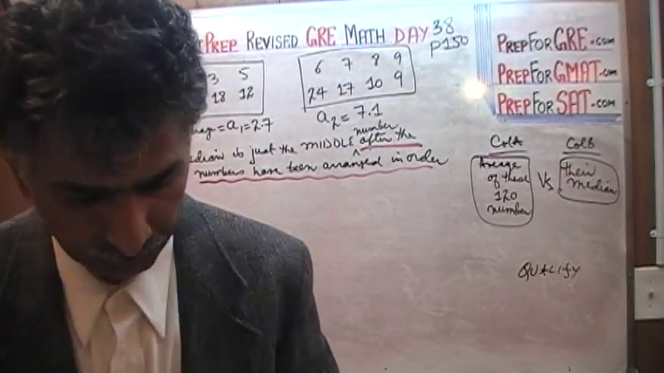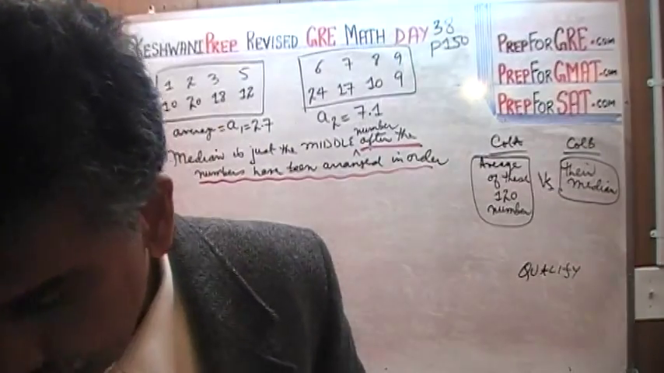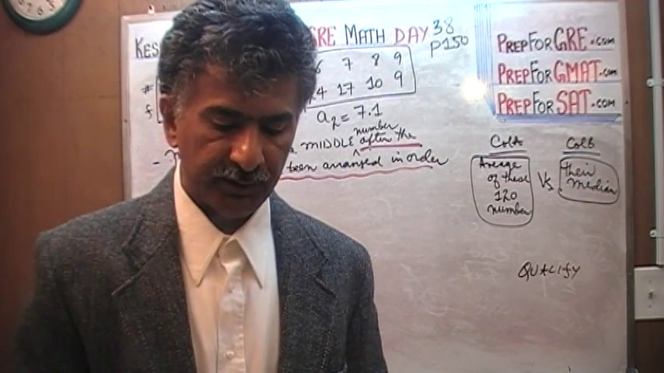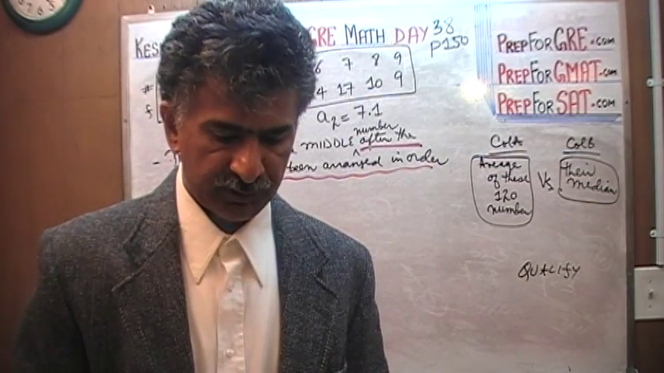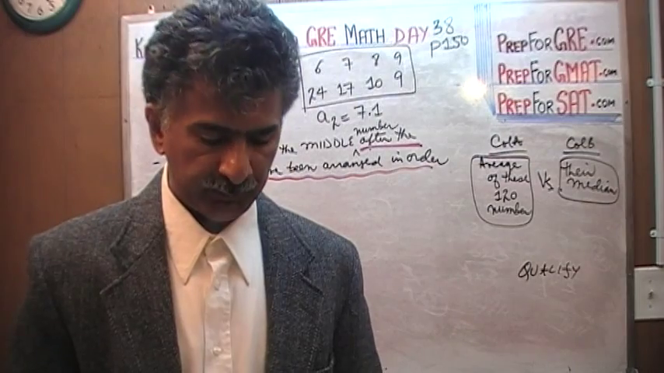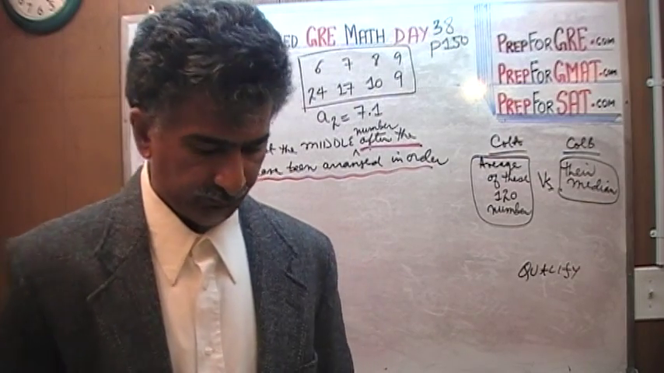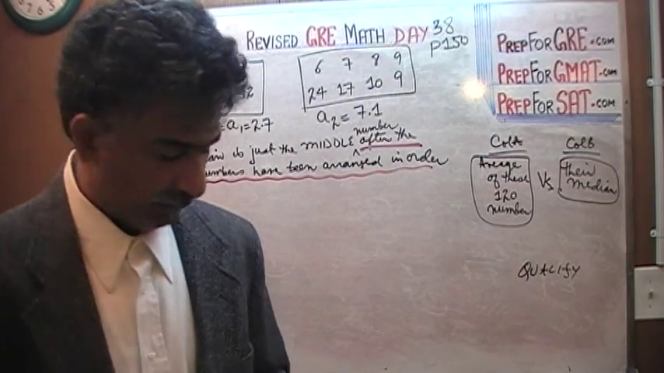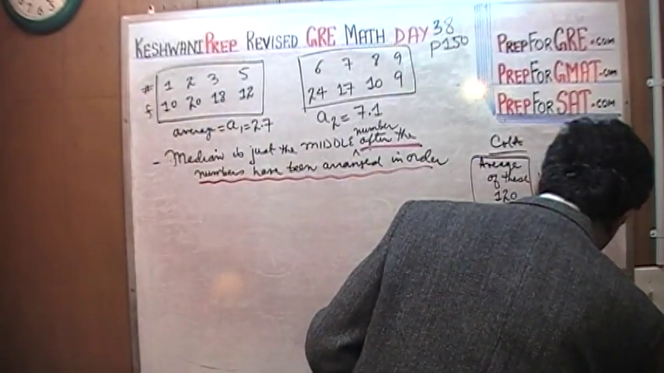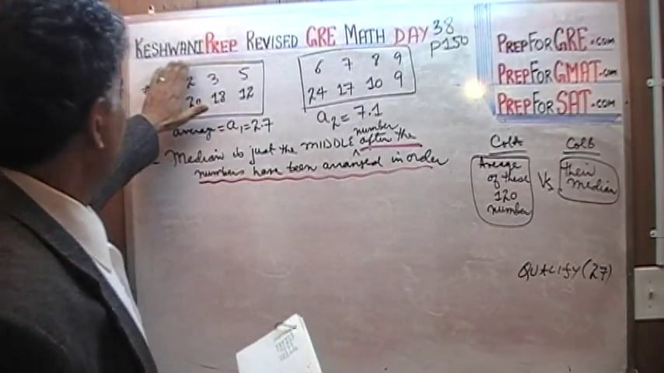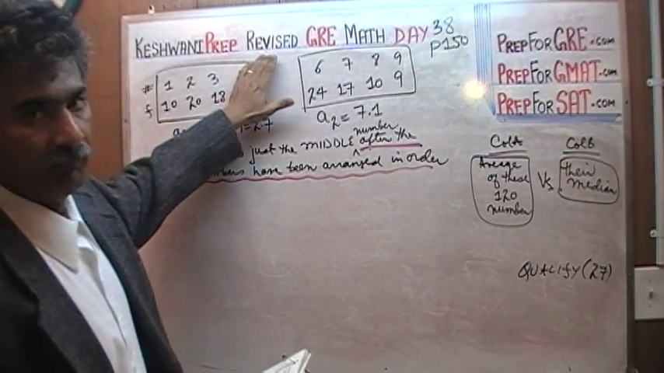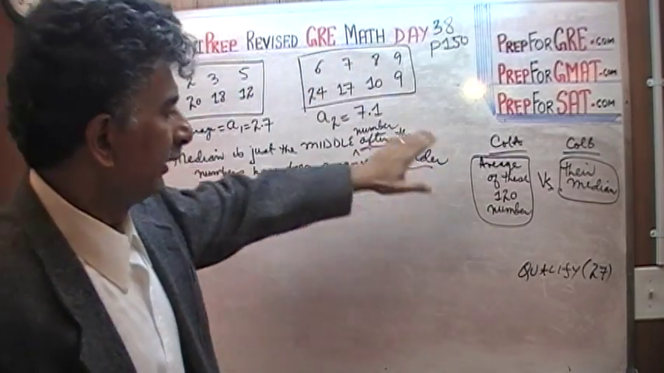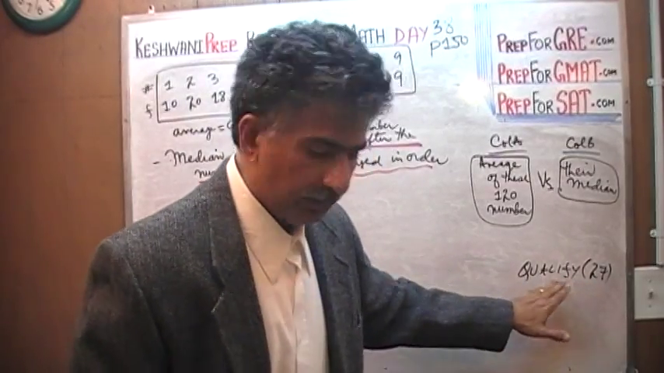Look up this word, qualify. What I want you to do is, just like you're watching these math videos with me to improve your math skill for the GRE, in the English portion of the GRE the most important ingredient, in my opinion, is having a decent vocabulary. For that reason, I have put together some videos which will help you improve your vocabulary. I would like you to watch day number 27. Just type in this tag, Keshwani Prep, and then put in vocabulary instead of revised GRE math, obviously. Vocabulary, day 27.